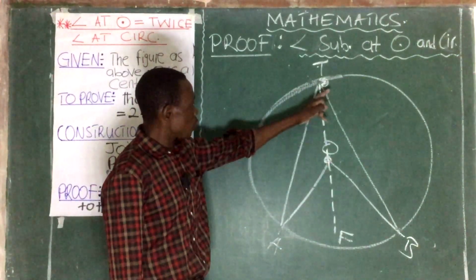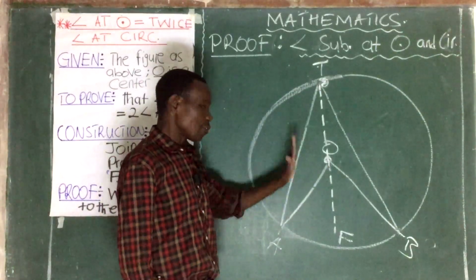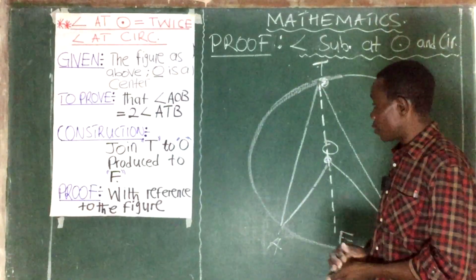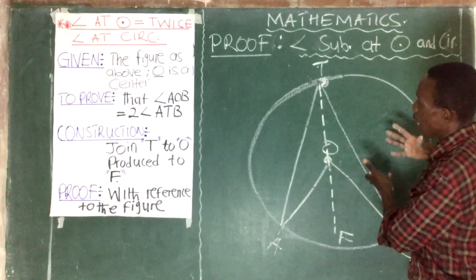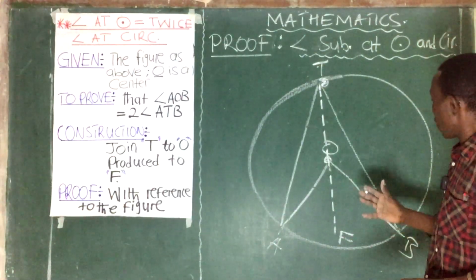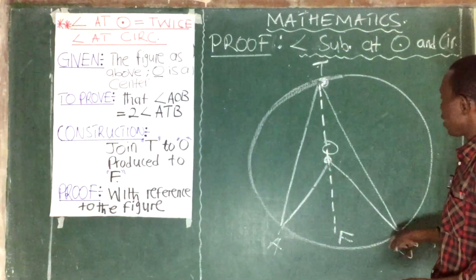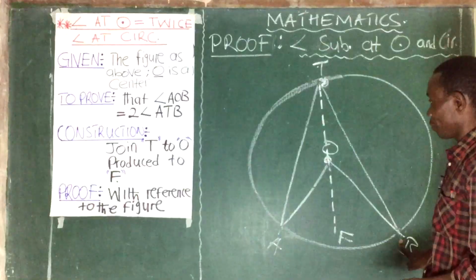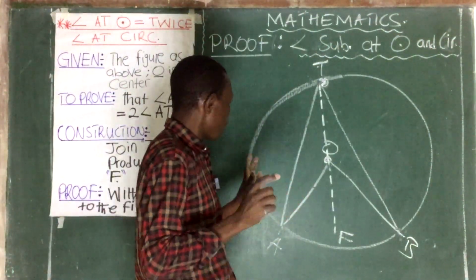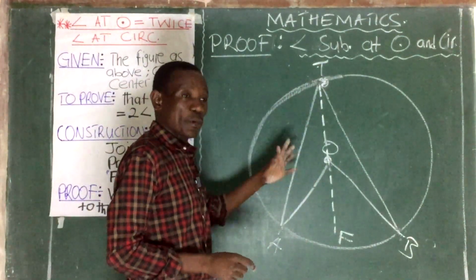So this added information of TO extended to point F is really enough information that can help us to process the discussion here and come up with a conclusion that will demonstrate that angle AOB is twice angle ATB. But if you find that the diagram has just enough information, you don't have to bother adding any other information there.